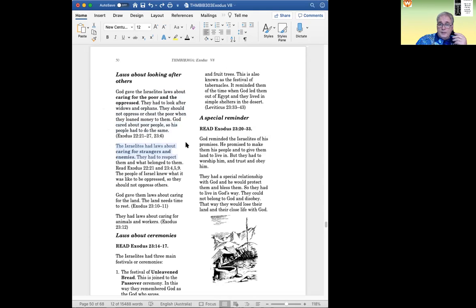Similarly, Israelites had laws about caring for strangers and enemies. The Egyptians treated them as strangers and enemies and treated them very badly. One of the things that I struggle with in Australia at the moment is anybody who's a stranger or a foreigner, there's a tendency in Australian politics at the moment to treat them badly. And this is not a Christian way of doing things. How do we respect them?